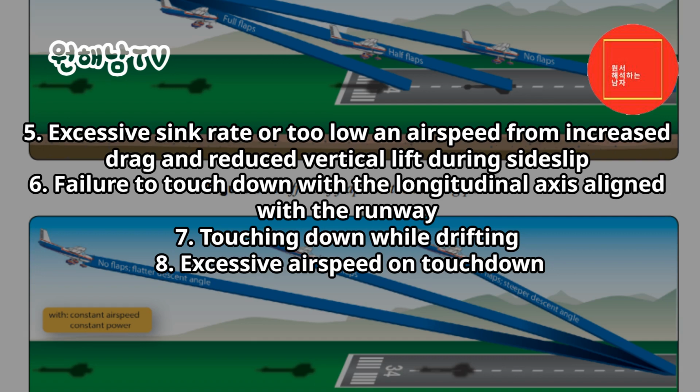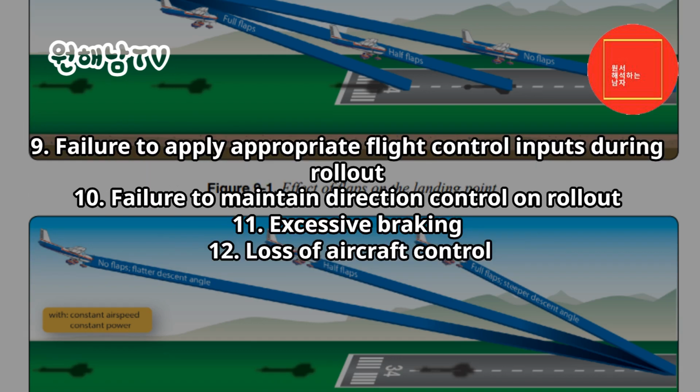7. Touching down while drifting. 8. Excessive airspeed on touchdown. 9. Failure to apply appropriate flight control inputs during rollout. 10. Failure to maintain direction control on rollout. 11. Excessive braking. 12. Loss of aircraft control.